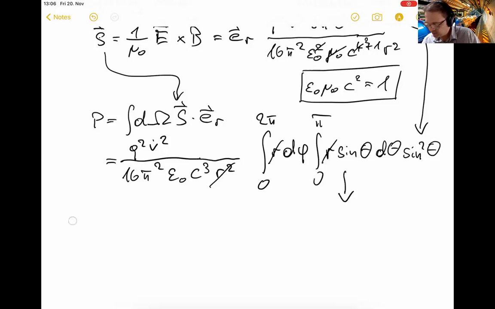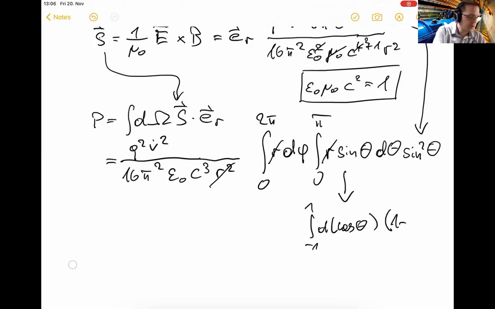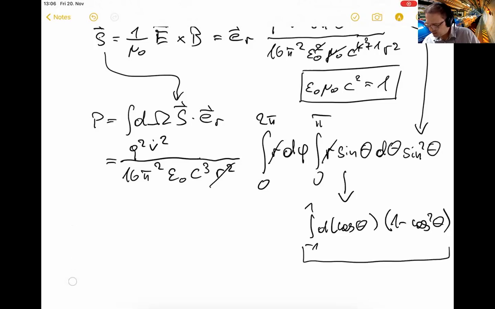This one we can write as the integral from minus 1 to 1 of d cosine theta times 1 minus cosine theta squared. And if you compute it, this integral is 4 over 3. And the phi integral, because nothing depends on phi, is just 2 pi.